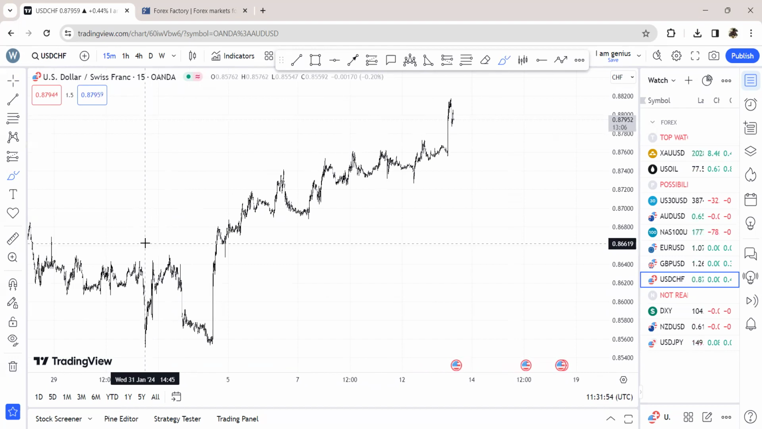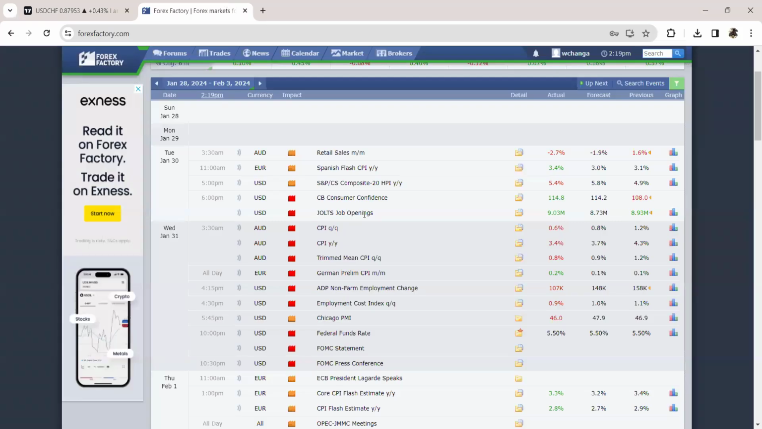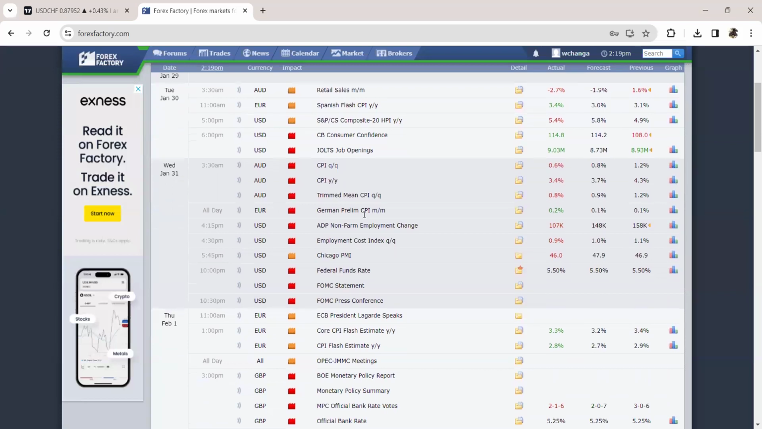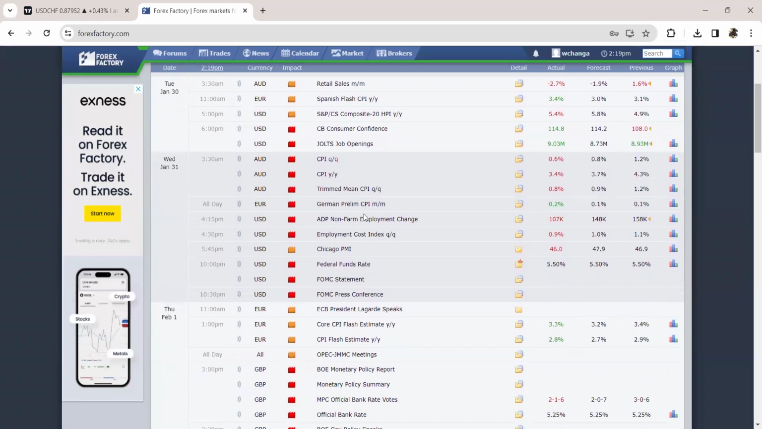Good question. So now let's go back to this and find an actual fundamental that was released. Then we translate how that actually affected the charts. So you can see here it has the date, Tuesday, January 30th. Then the time of this news release, since we're focusing on the USD, we can skip this one for 5 p.m. We just go to this one for 6 p.m.